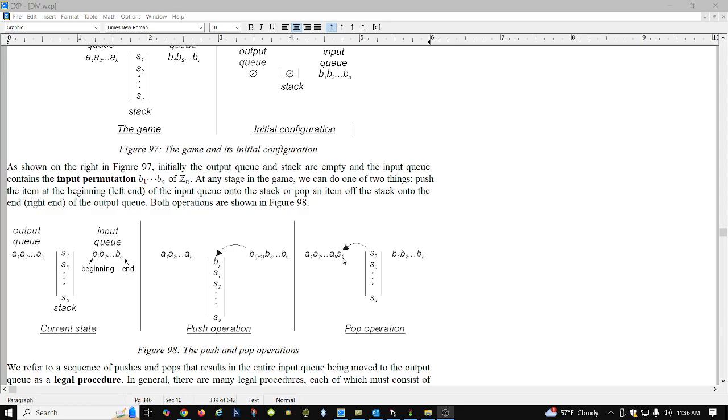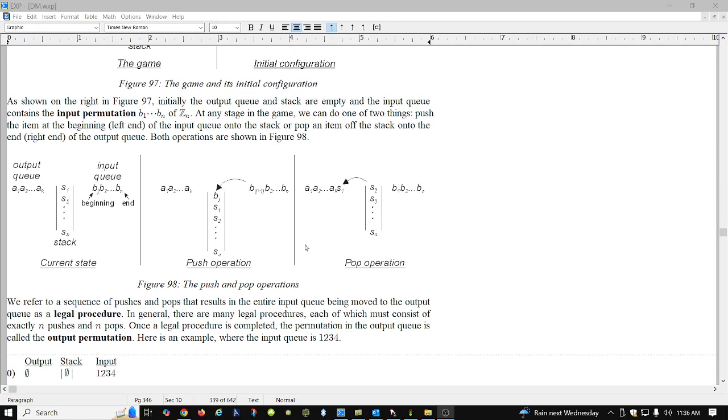It takes a little while to get used to the terms input and output queue and push and pop, so just hang in there. I'm going to refer to a sequence of pushes and pops that results in the entire input queue being moved to the output queue, so the input queue is then empty, the stack is empty, as a legal procedure. That's just a term I made up for this discussion.